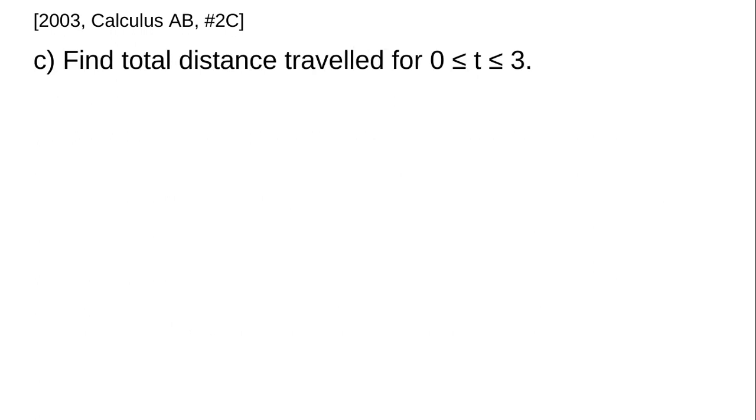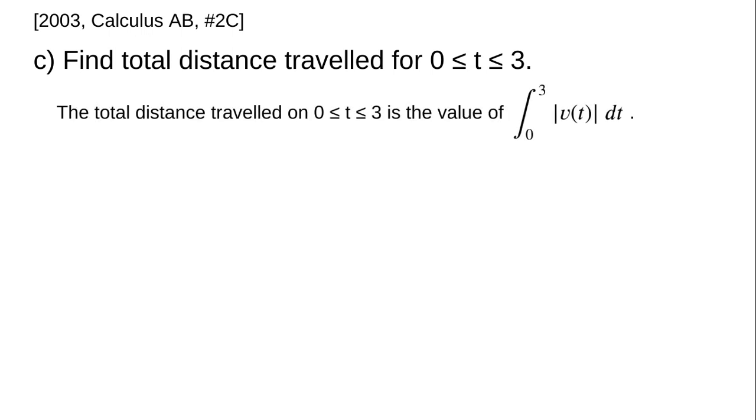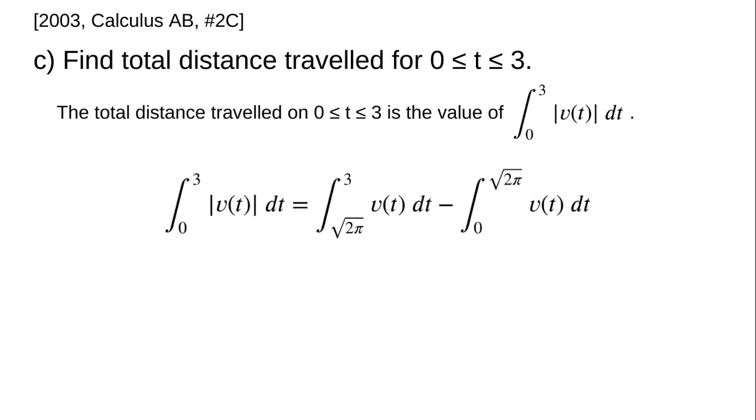In part 3 of this question, we are asked to find the total distance traveled for time t equals 0 to t equals 3 inclusive. Total distance traveled is a pretty standard integral to set up. We take the integral from 0 to 3 of the absolute value of v of t dt, right, which we can set up as two different integrals. That's the integral from square root of 2 pi to 3 of v of t dt minus the integral from 0 to square root of 2 pi of v of t dt.